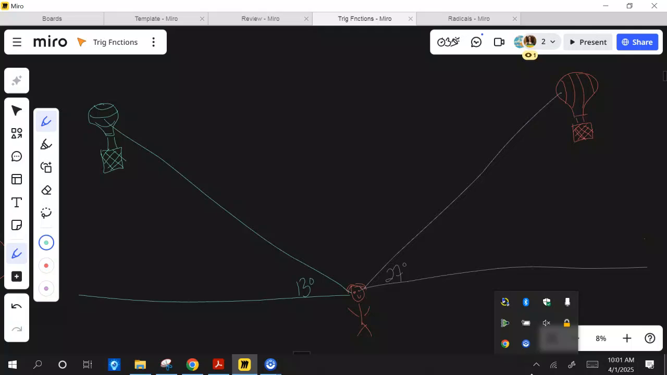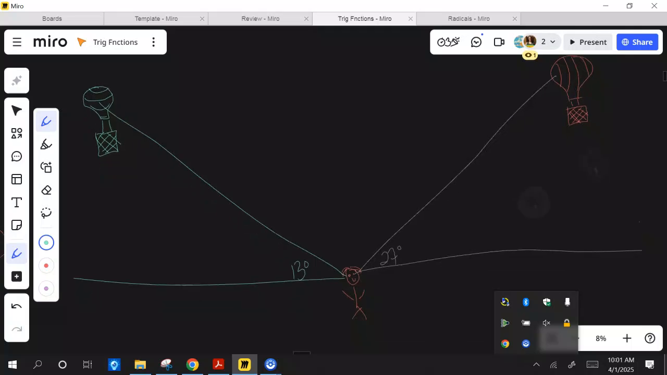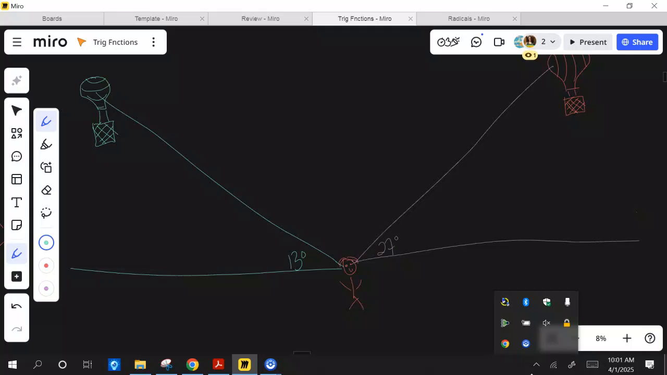If the altitude of the balloon, the first balloon, now what's altitude mean? The height. And we're going to say Harris is 2 meters tall, which is 6 feet. Okay, close enough, it'll be easier to look at. So Harris is 2 meters tall. The first balloon is 200.